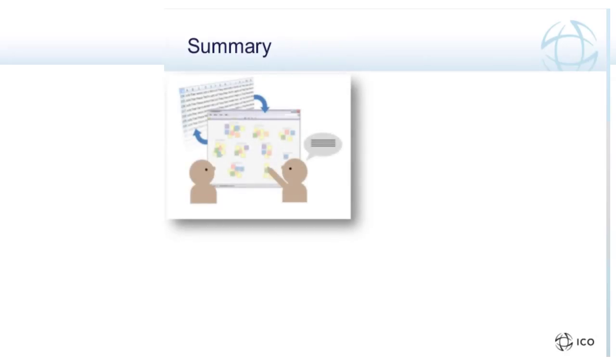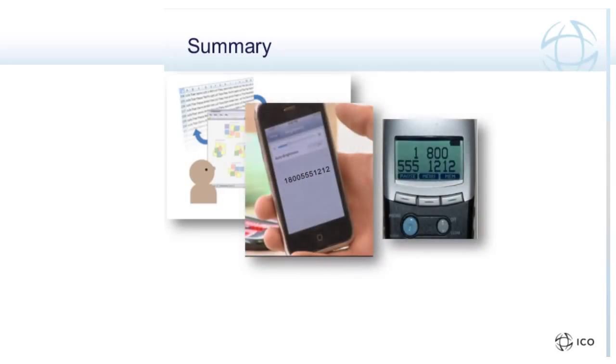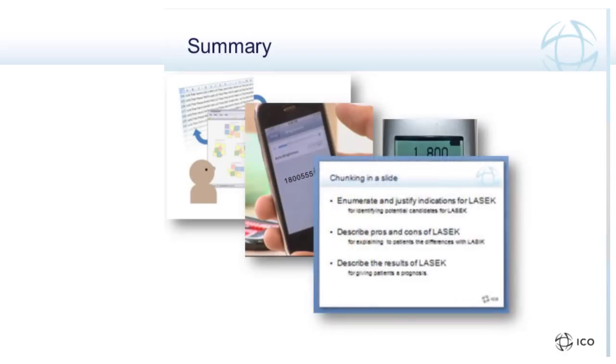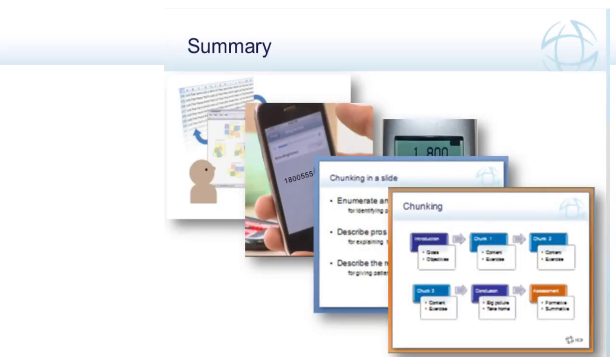Summarizing. Chunking is a way of grouping pieces of information to make them easier to handle by memory. When in doubt about what it means, recall the phone number example. Apply chunking not only to slides, but to your whole presentation or course.